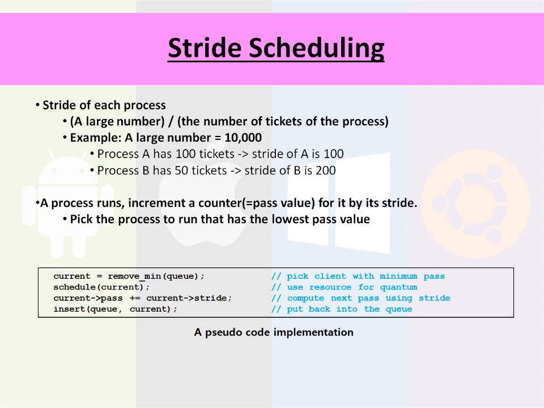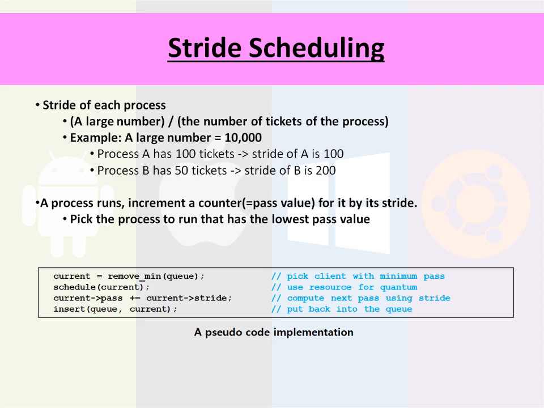Okay, so how do we use this stride? Well, when a process runs, we increment a counter, and this is called its pass value. We increment this counter by its stride. So if the pass value was 0 and then this process runs, we increment 0 plus its stride. Okay, and if that process was A, well then it would be 0 plus 100. And then we pick the process to run that has the lowest pass value.